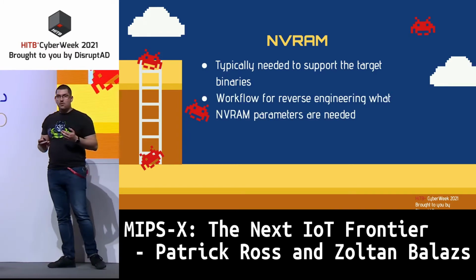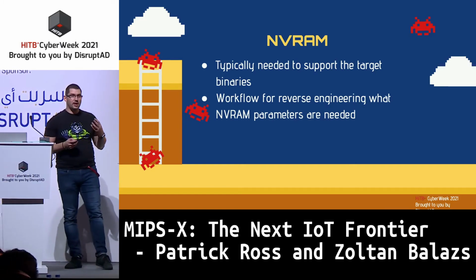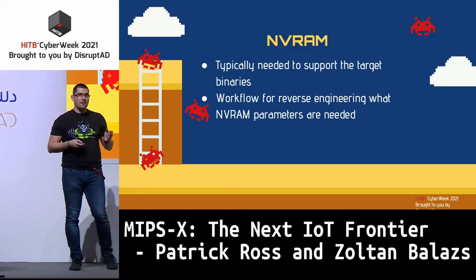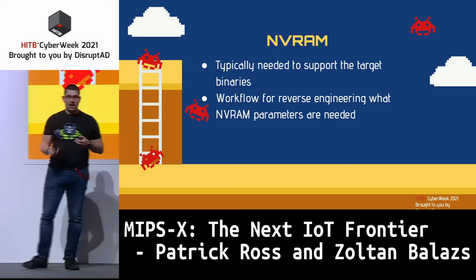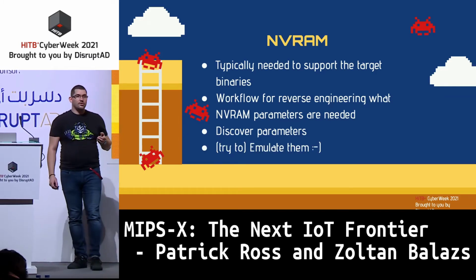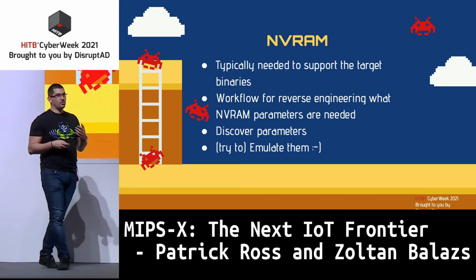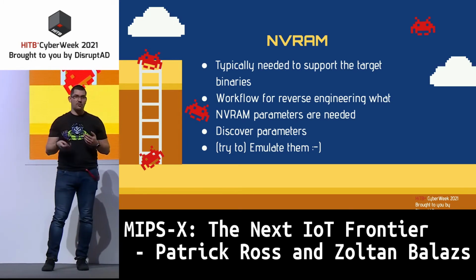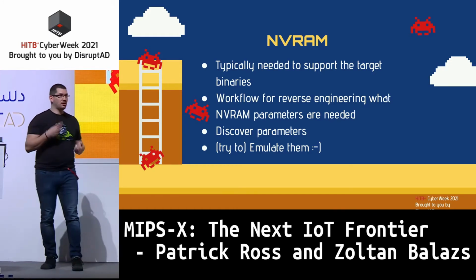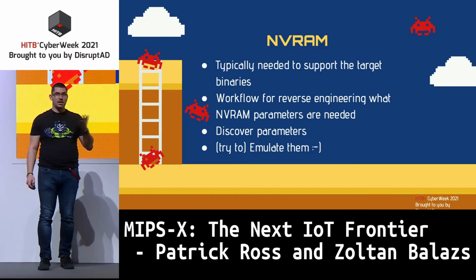And whenever you want to emulate an IoT device, you also have to take care of the emulation of this NVRAM device, because by default, QEMU is not providing this for you. And first, if you already hacked the IoT device, you have to somehow extract all the NVRAM parameters, like I mentioned, the SSID and IP address and all these different configuration parameters, and then you have to emulate them inside.